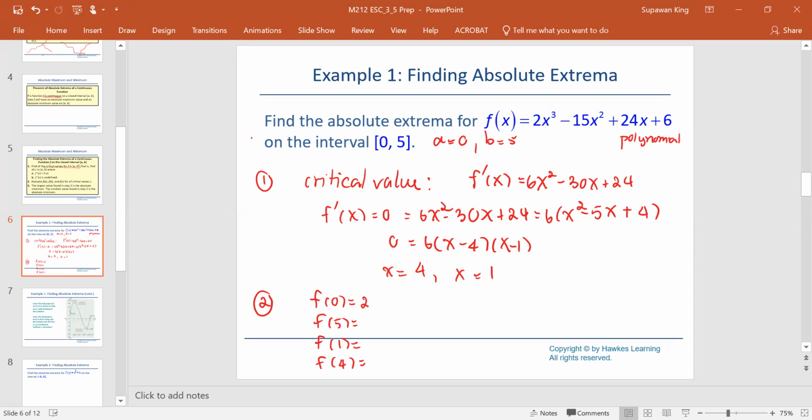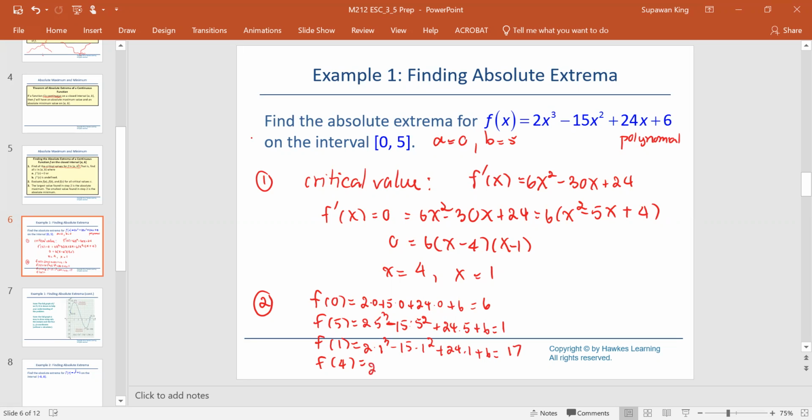So for f at 0, 2 times 0 minus 15 times 0 plus 24 times 0 plus 6, we get the value 6. For f at 5, 2 times 5 to the third minus 15 times 5 to the second plus 24 times 5 plus 6 equals the value 1. For f at 1, 2 times 1 to the third minus 15 times 1 to the second plus 24 times 1 plus 6 equals 17.